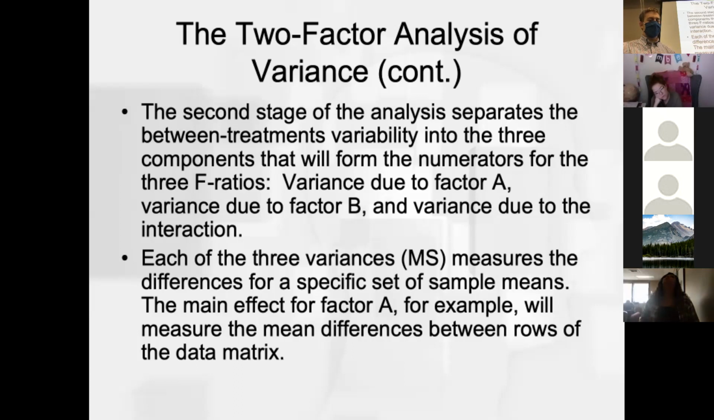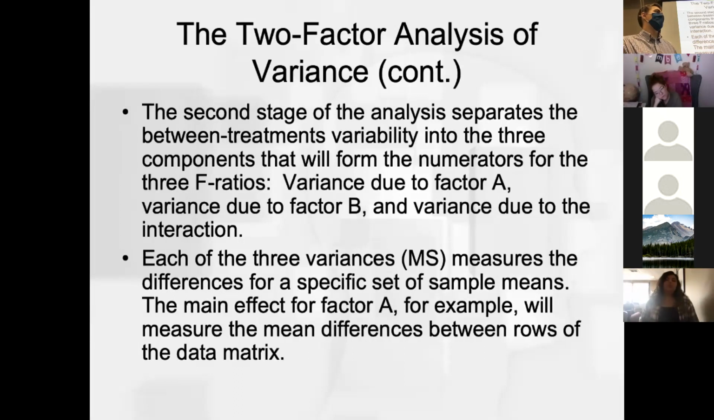That main effect for factor A, for example, will only measure the significance between, for example, the rows of that data matrix. So in this case, a significant main effect for factor A would be a significant difference between the humidity conditions.